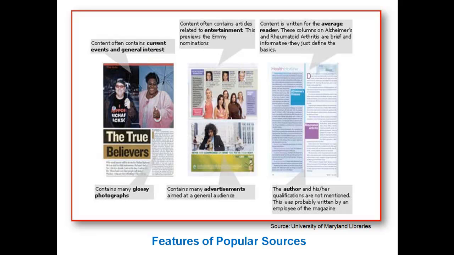For example, these columns on Alzheimer's and rheumatoid arthritis are brief and informative. They just define the basics. They don't go into detail about the research. And the author in this one, his or her qualifications are not mentioned. It was probably written by an employee of the magazine.